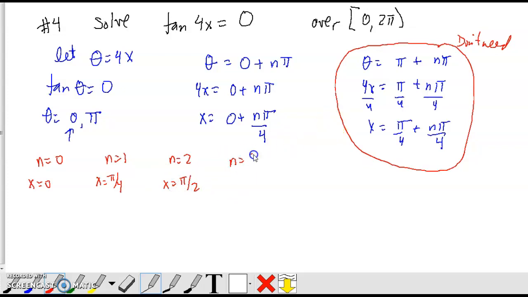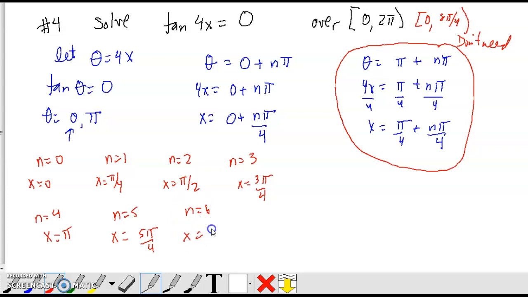Plug in n is equal to 3. This will become x is equal to 3 pi over 4. I didn't find my domain. My domain is 0 to 8 pi over 4. So let's keep going. When n is equal to 4, x is equal to pi, n is equal to 5, x is equal to 5 pi over 4, n is equal to 6.